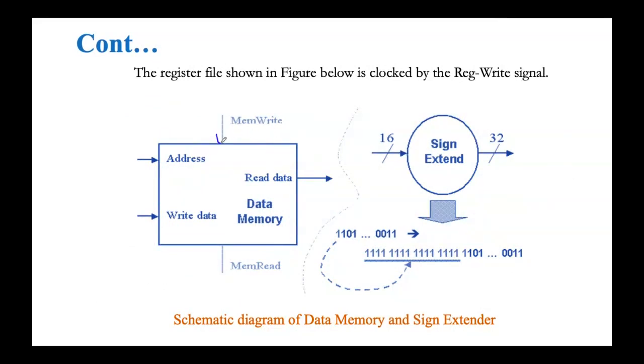Remember, when this write signal is activated, it enables these two ports, but only one port will be able to work. Another port will be in idle mode. Whereas if a read instruction is given, only one port works, and the output of your data memory will be converted from a 16-bit word to your 32-bit word by using your sign extend element.